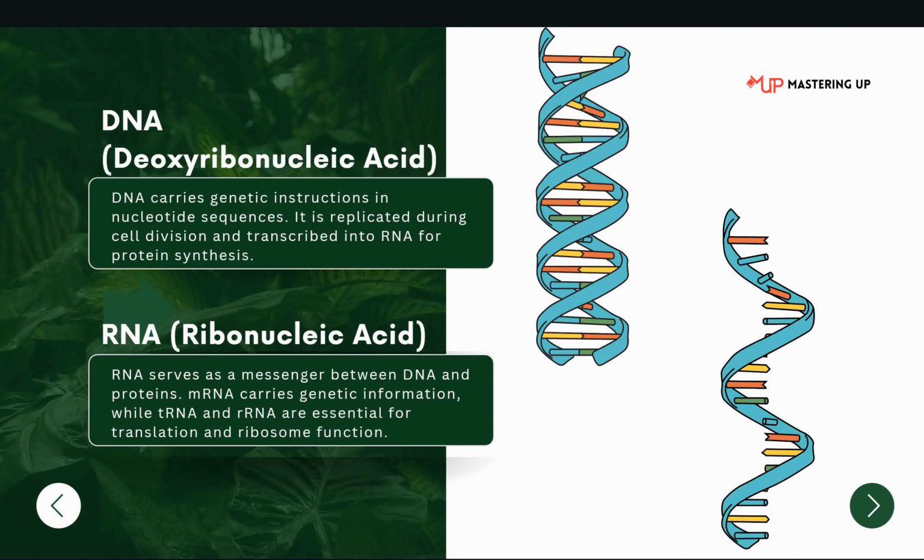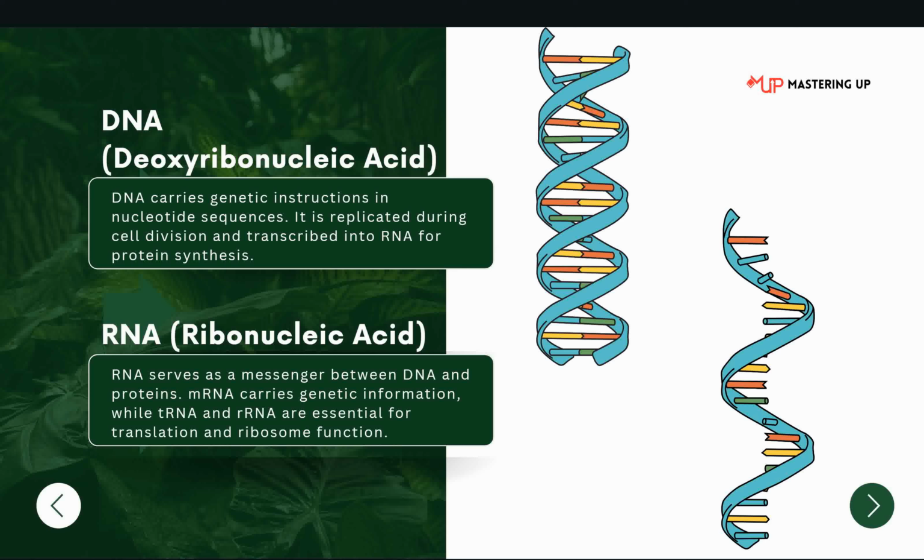The other term is deoxyribonucleic acid, which is DNA. DNA is the genetic material of the cell. It carries instructions for the development, functioning, growth, and reproduction of an organism. DNA is replicated during the cell division and transcribed into RNA during gene expression.